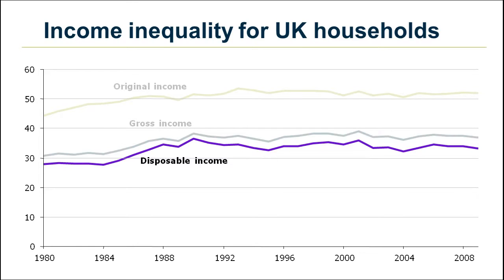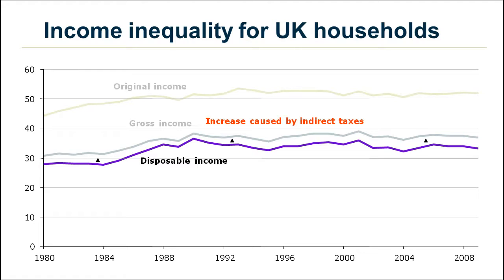The last stage is the effect that indirect taxes have on the level of inequality. Indirect taxes increase the level of income inequality because poorer households tend to pay more indirect taxes as a proportion of their income than richer households.